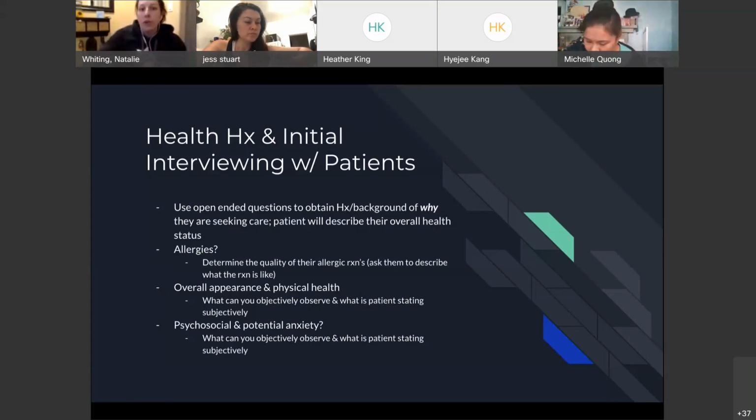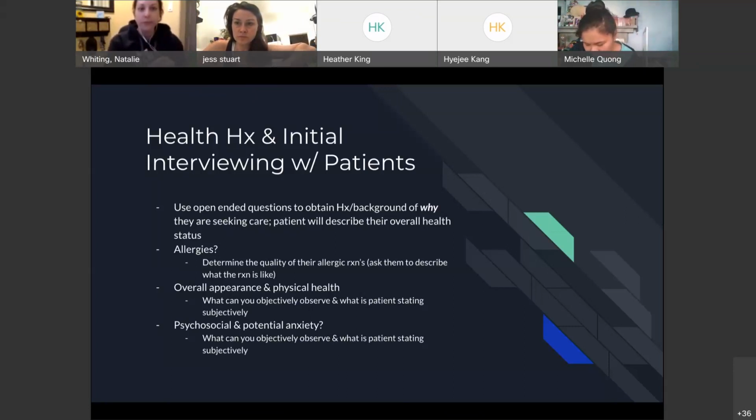So for allergies, we always assess allergies right from the get-go. You want to determine the quality of their allergic reaction. So if they tell you that they have an allergic reaction to some medication or something, have them describe that quality, describe what the reaction is like. That's the best way for us to obtain the most information based on that allergy.